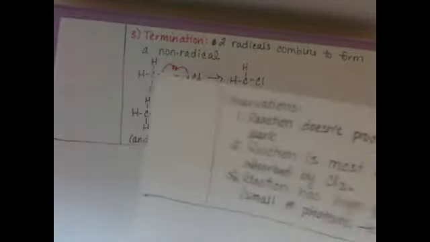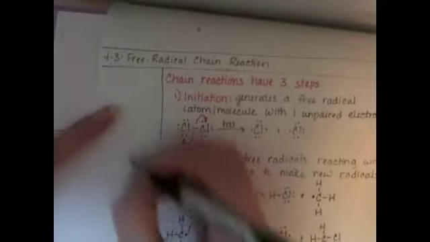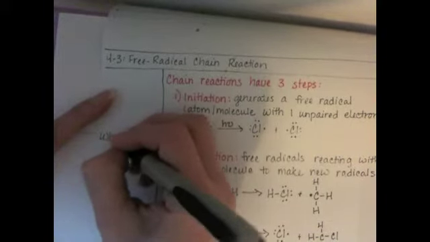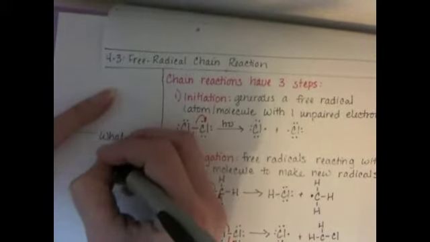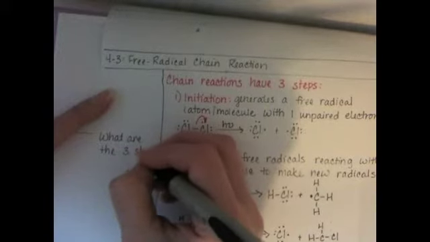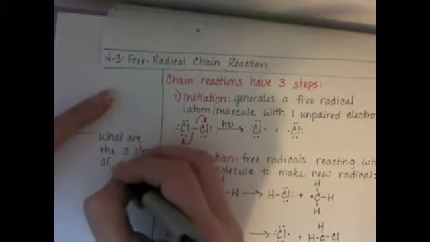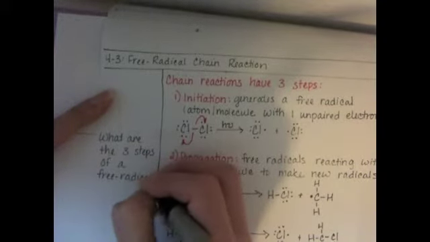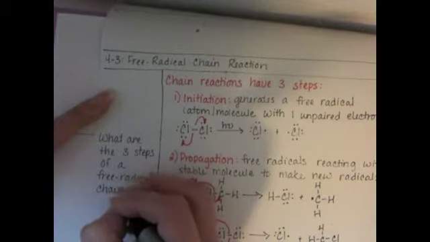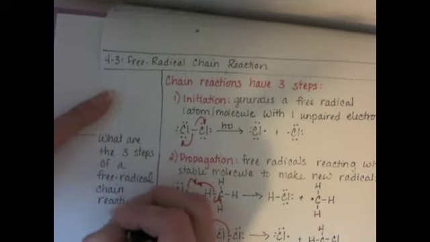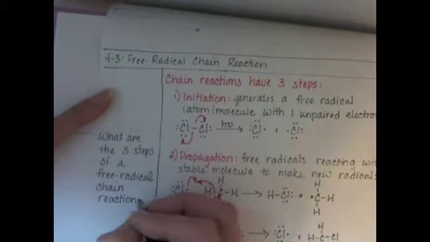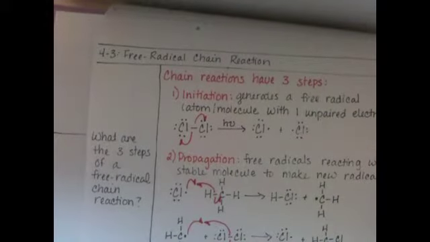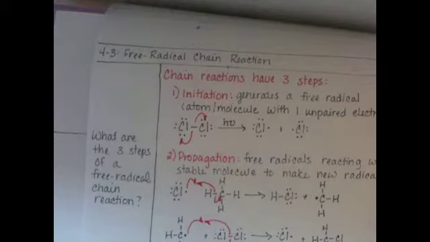So your study question for this section will just say, what are the 3 steps of a free radical chain reaction? You need to be able to identify them. If I give you a step, be able to identify whether or not it's a termination or a propagation or an initiation step. And you also need to be able to, to some extent, write them out.